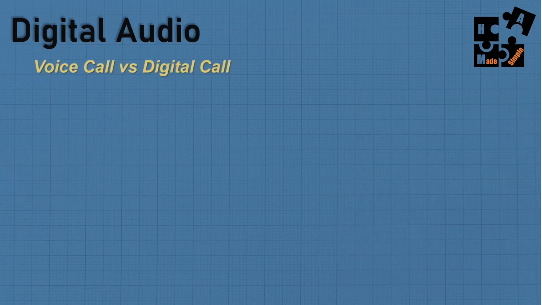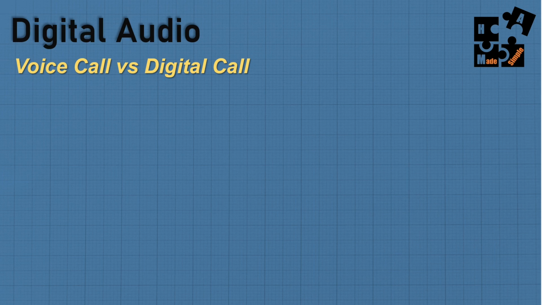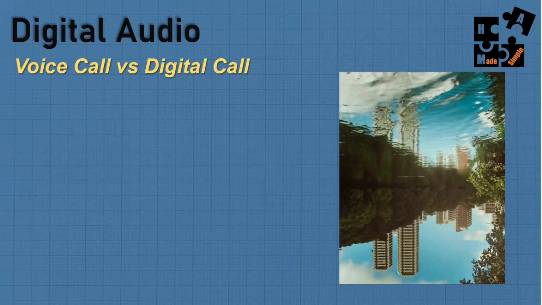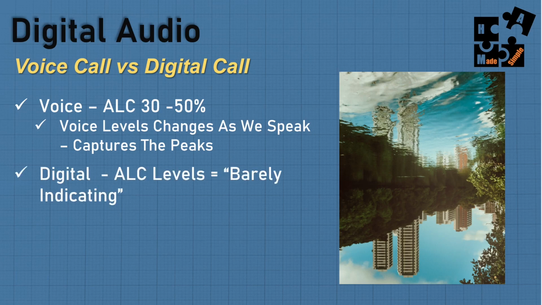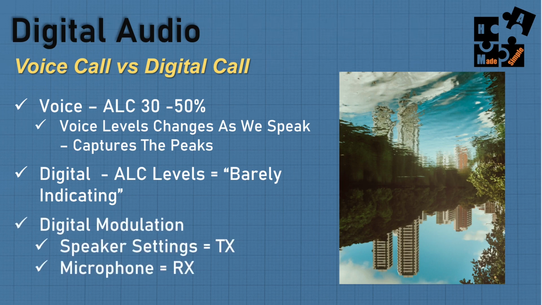So when we talk about digital audio, it's different. It's kind of a mirror image when we're looking at voice versus digital. For example, on voice, the ALC settings are usually 30 to 50%. The reason we want to do that is we want to capture the peaks when we're speaking, so that's why you leave it at 30 to 50%. Whereas in the digital world, you want it barely indicating. You don't want anything really. So it's a mirror image.